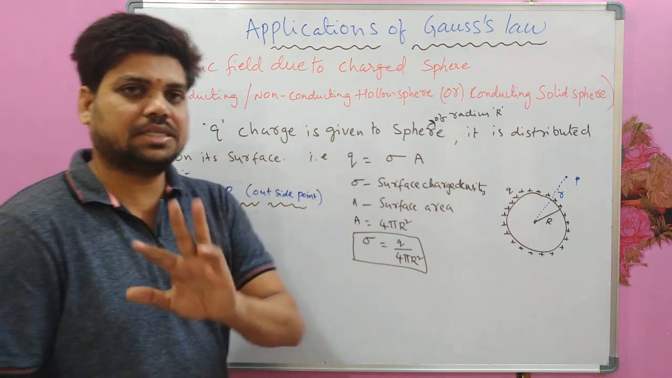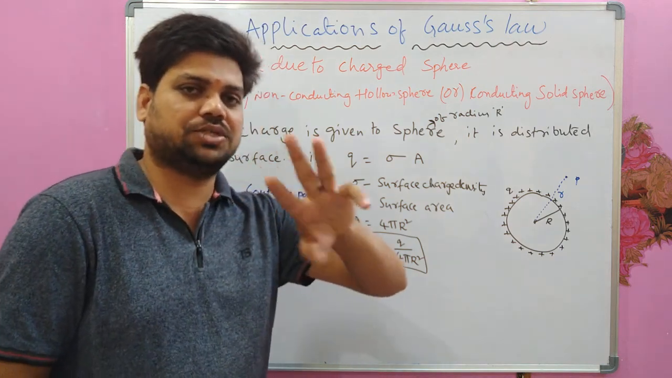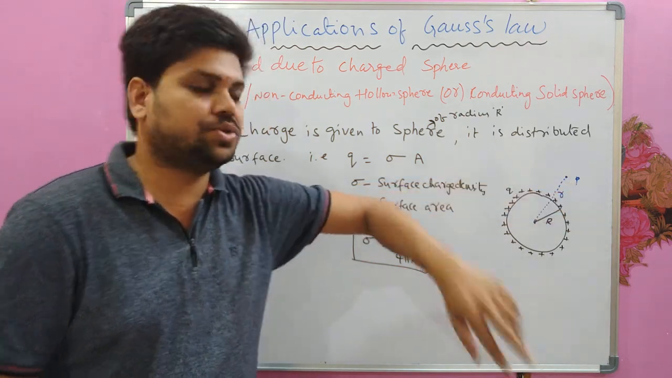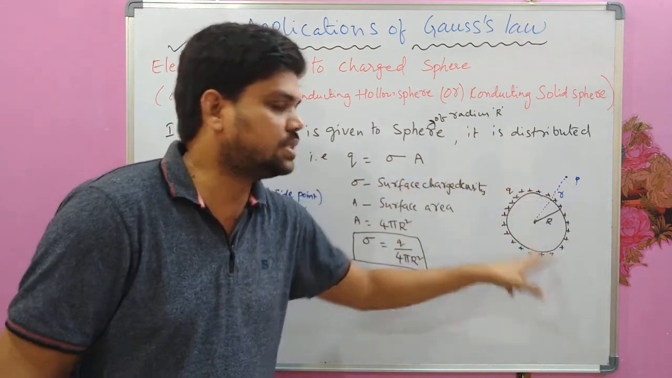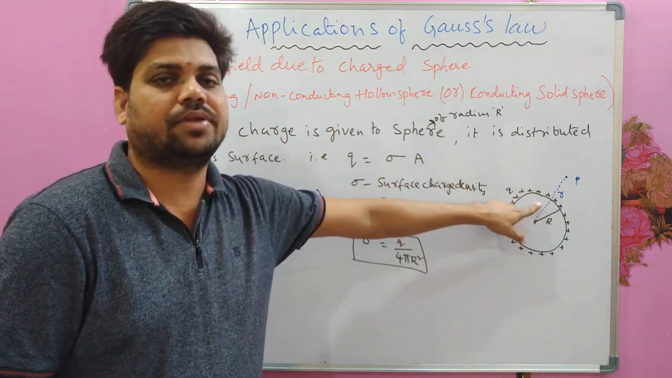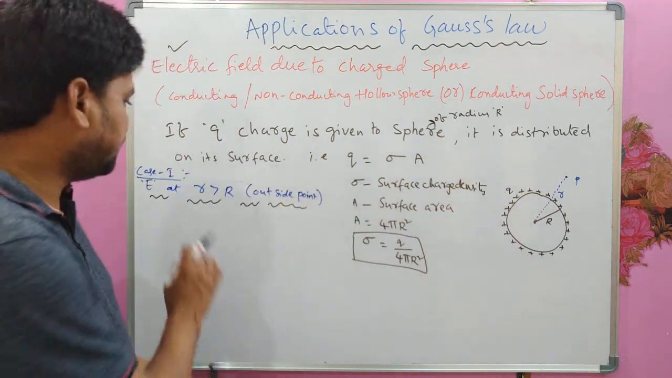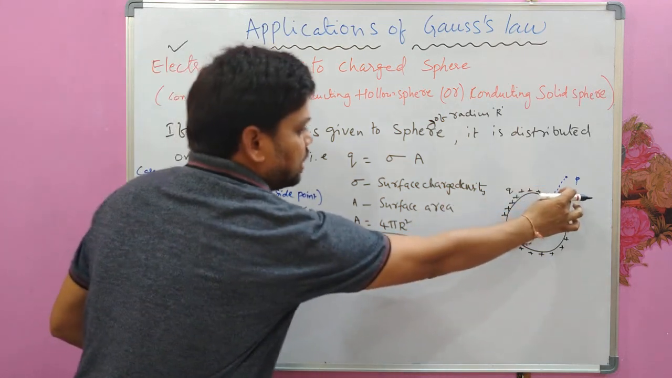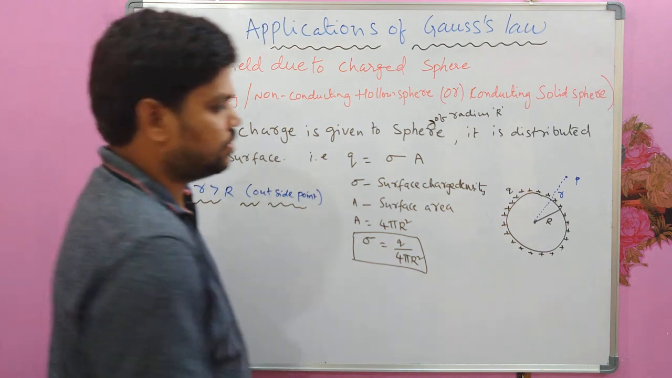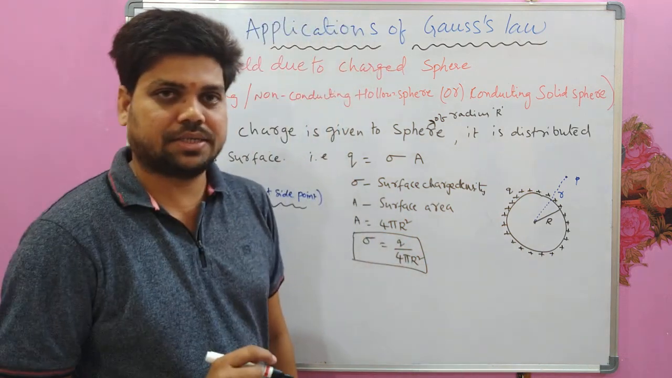See, I am going to discuss it in 3 cases. Case 1 is an outside point, case 2 is a point on the surface, and case 3 is an inside point. So first let me take the outside point where small r is greater than capital R. Okay, so that is the identification of the point.